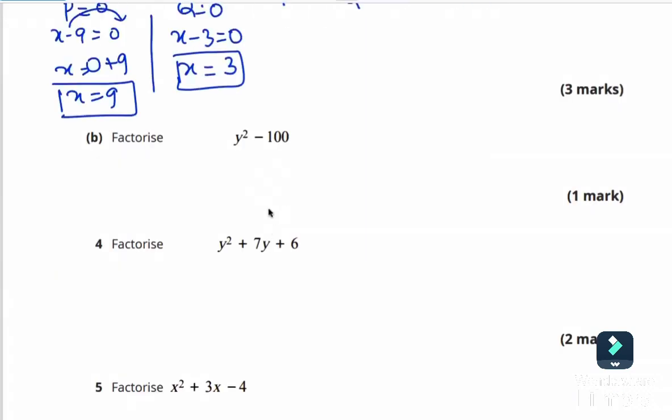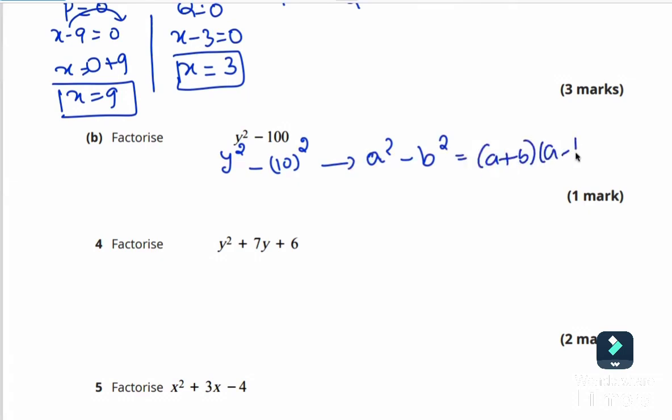Now, this type is quite different, okay? Now, I can write this as y square minus the square of some number. This 100 is a square of some number. What is that number? 10, isn't it? So it is in the form of a square minus b square. This is one of the identities we use the most in algebra. When you expand this identity, we are going to say it as a plus b and a minus b.